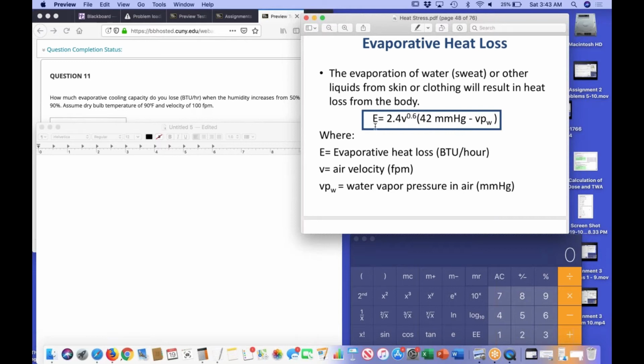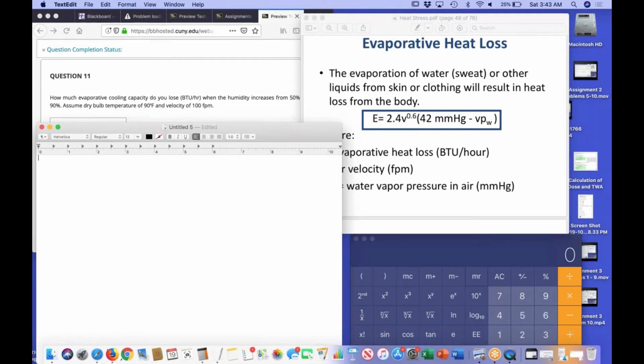Okay, so the evaporative heat loss, the amount of heat we can get rid of, is equal to 2.4 times the air velocity to the 0.6 power times the difference between 42 millimeters and the actual vapor pressure of the moisture in the air. The thing is, though, that this vapor pressure is going to be different, high humidity or low humidity. The velocity and the temperature are staying the same in this case. So we're going to have to calculate how much this heat loss is affecting us.